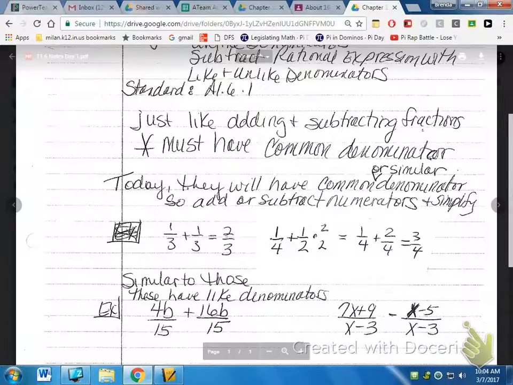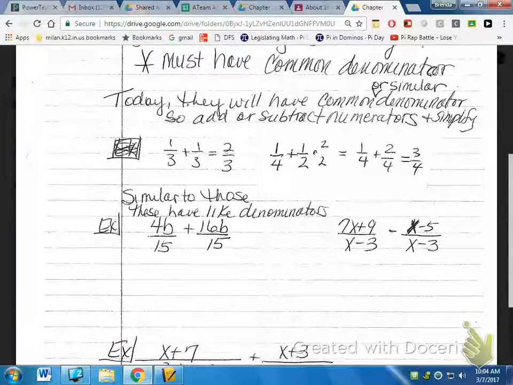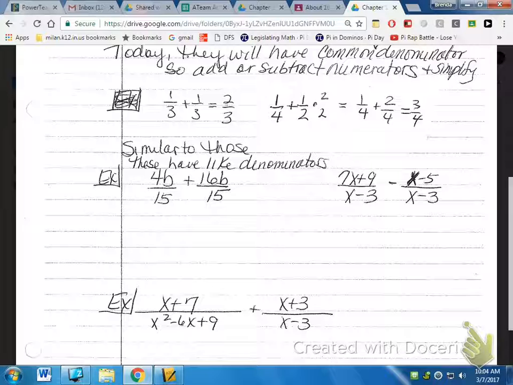So let's just review this for regular fractions so that we don't forget and that we can apply it to these. If you had the fraction 1/3 plus 1/3, remember the denominator definitely stays the same thing, 3, and you just add the numerators. 1 plus 1 is 2, so 1/3 plus 1/3 is 2/3.